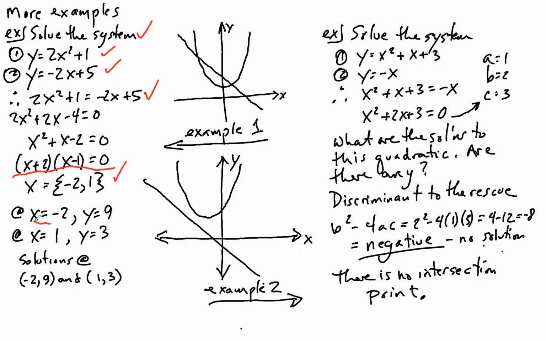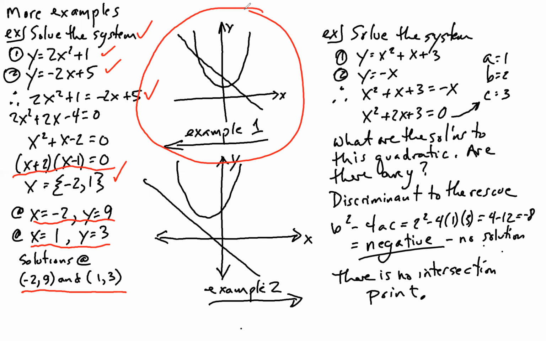So I plugged x is negative 2 back into my equation above, found out y was 9, and I also plugged in x was 1 and found out y was 3. It turns out that those are my solutions. And just a quick little sketch of that first example is right there. We see our 2 points right here and right here. This one is x is minus 2, y is 9. And this one is x is 1, y is 3.